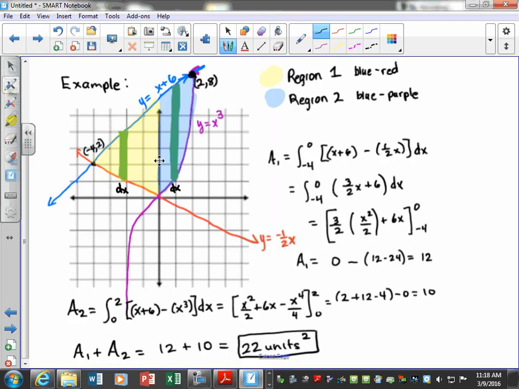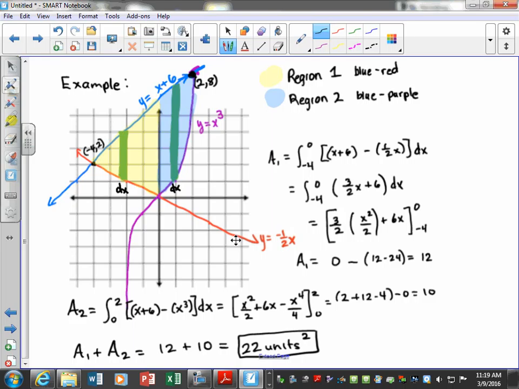And then it's going to be the blue function, x plus 6, minus the red function, because the red's the one that's touching the bottom right here. So this is the area of region 1. We would simplify right there. Then we would evaluate it. And our algebra comes out to be that this is 12 units squared. So this guy is 12 units squared.